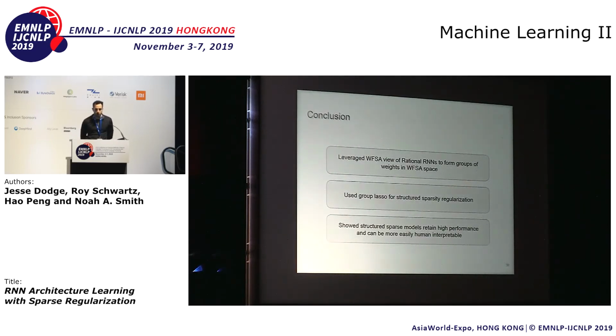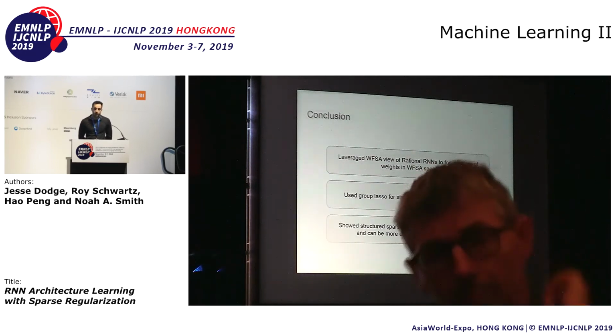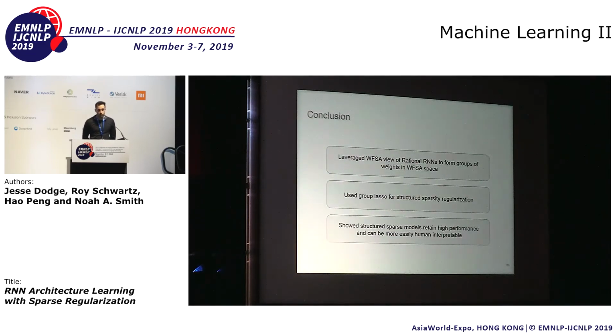So in conclusion, we leveraged the WFSA view of rational RNNs to form groups of weights in WFSA space. We then regularized those groups using group lasso and learned a structured sparse model. And we showed that these structured sparse models retain performance of the parameter-rich baselines, and they can be more human interpretable. Thank you.